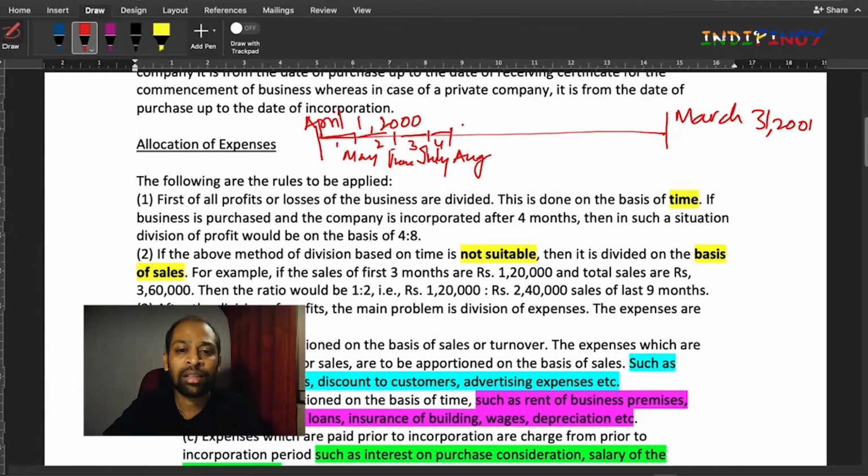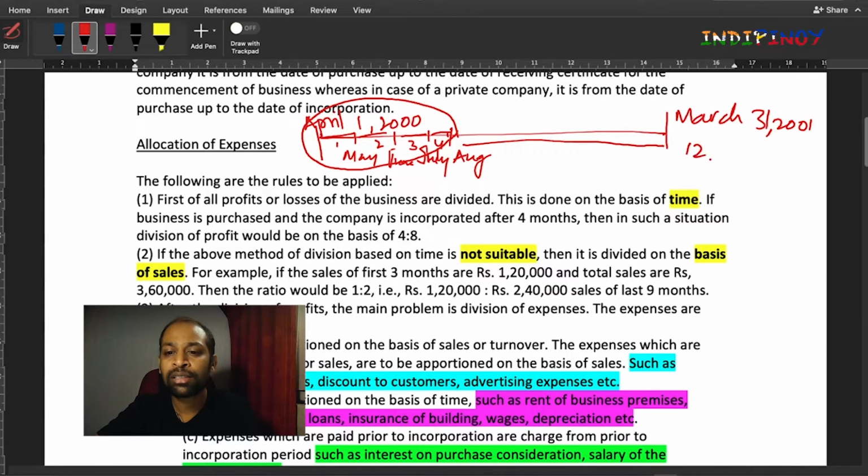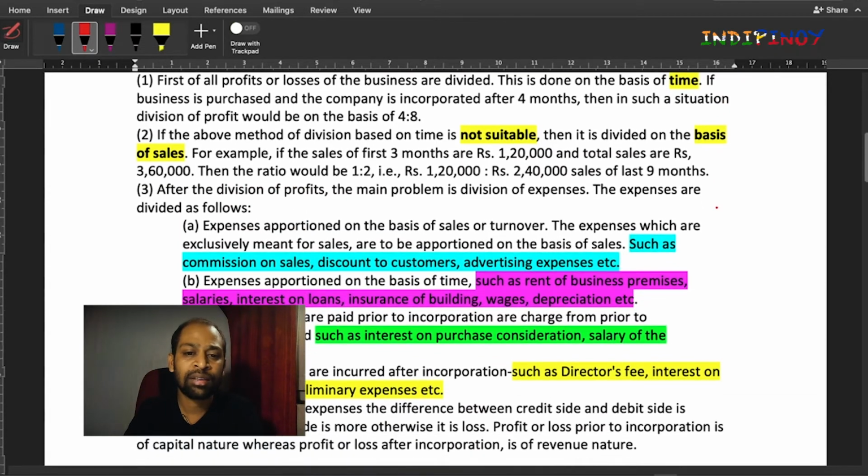That means that the profit prior to incorporation is based on this timeline, and then the rest is this timeline. So you have 12 months. Out of that you take 4 months as prior to incorporation and you're left with 8 months, right? So that is 4:8. Now if that is not suitable, we'll go into the second method, and that is based on sales.